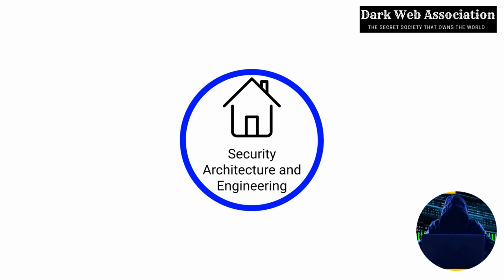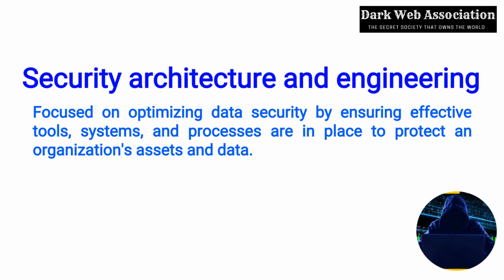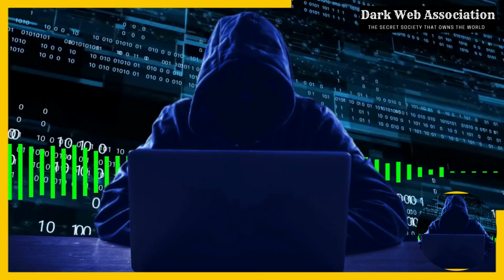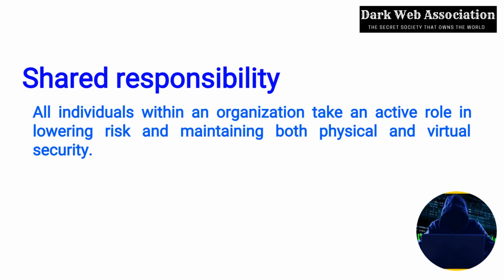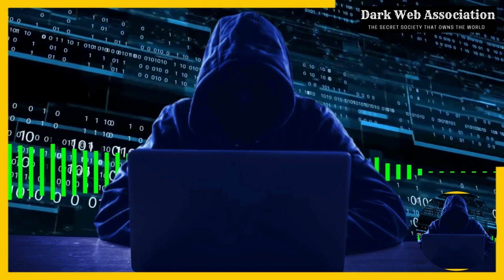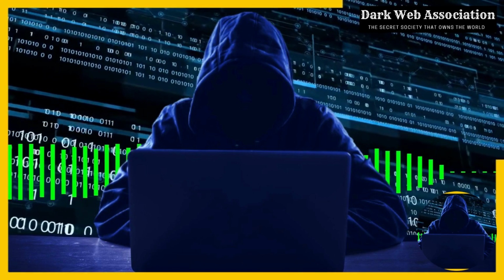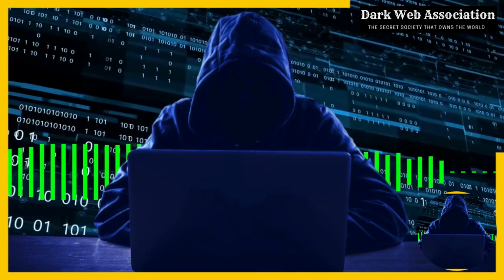The third domain is security architecture and engineering. This domain is focused on optimizing data security by ensuring effective tools, systems, and processes are in place to protect an organization's assets and data. One of the core concepts of secure design architecture is shared responsibility. Shared responsibility means that all individuals within an organization take an active role in lowering risk and maintaining both physical and virtual security. By having policies that encourage users to recognize and report security concerns, many issues can be handled quickly and effectively.